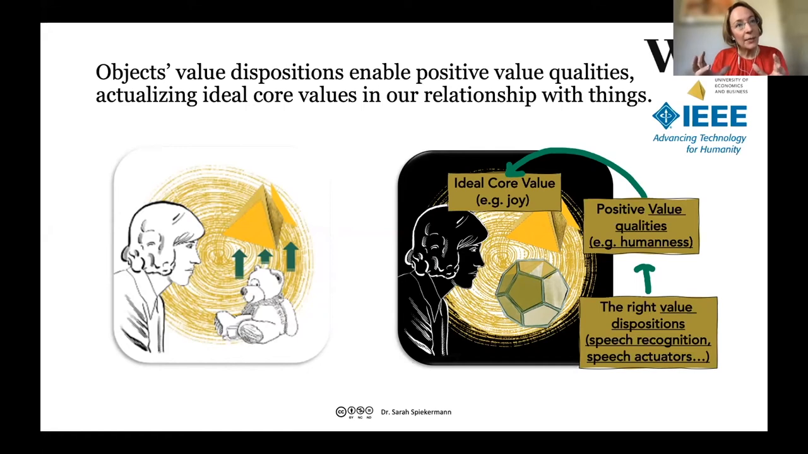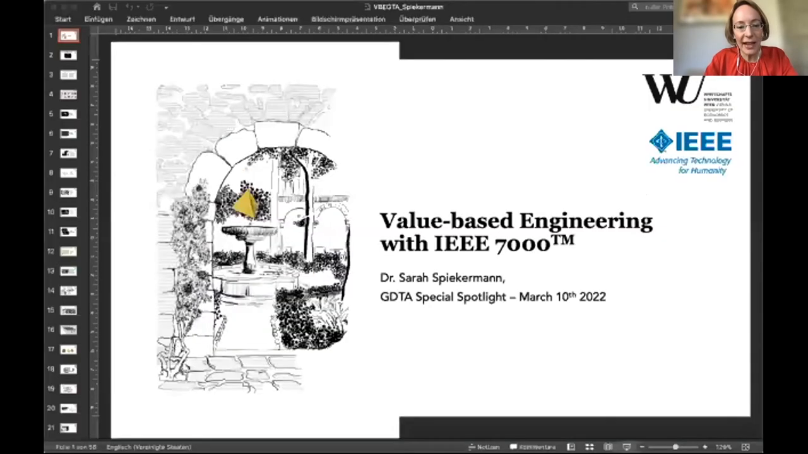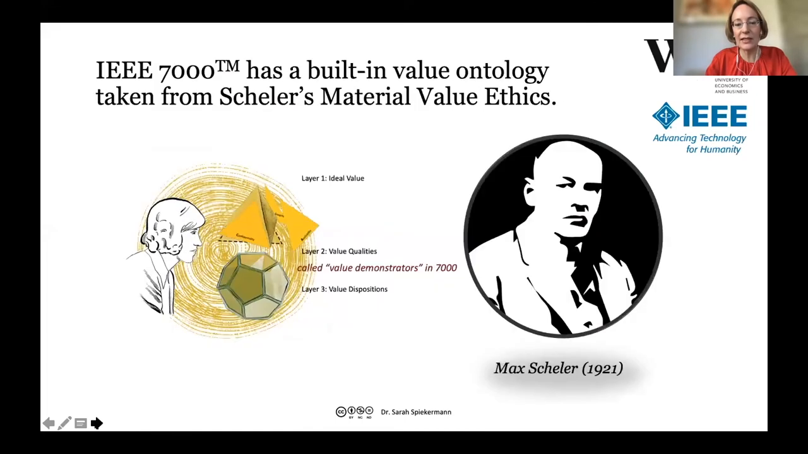And now the humanness is a quality that really caters to a higher value, which is joy. I give you that example because it explains what the value ontology looks like that we have built into the 7000 standard. This is a three-layered ontology, where we have a high value, an ideal value like joy.